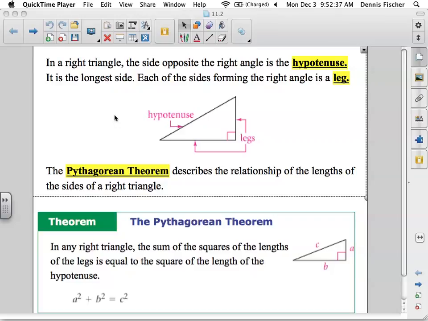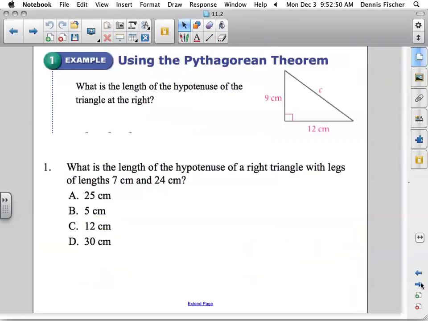In any right triangle, the sum of the squares of the lengths of the legs is equal to the square of the length of the hypotenuse, or a squared plus b squared equals c squared. I'm hoping that you dealt with that last year. What is the length of the triangle?